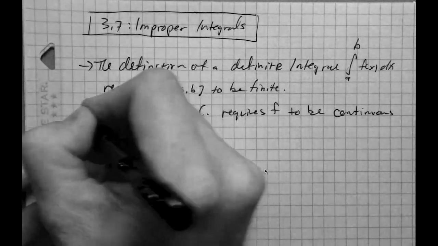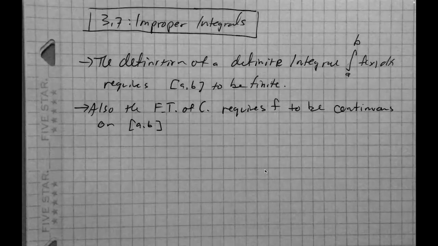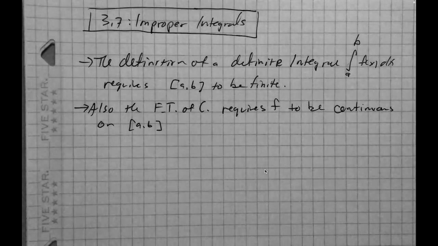Okay, so two things here of key import for this section. First thing is when we are talking about a definite integral, the region of integration has to be finite. That's just by definition. And if you think back to how we constructed those definite integrals, we used rectangles and a partition, et cetera, et cetera. All of that mechanism requires a, b to be finite.